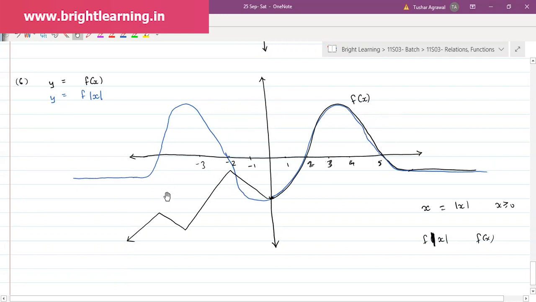And so what happens to these values? The original values of f of -1, f of -2, f of -3 become useless. They don't cause any difference to us. They are kind of useless in the graph of f of modulus x. These values, the ones that I have marked.